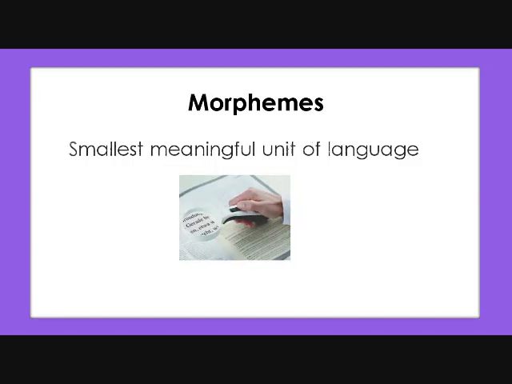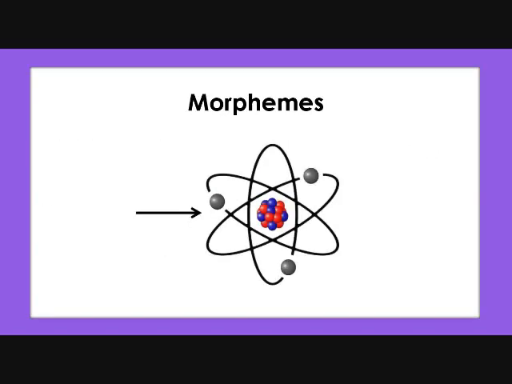Think of it as an atom. The atom is the smallest unit of everything in the physical world that cannot be divided. Or it can? Well, at least not easily. Right? So, coming back to the subject. Morphemes are the smallest meaningful units of language that cannot be divided without losing their meaning.